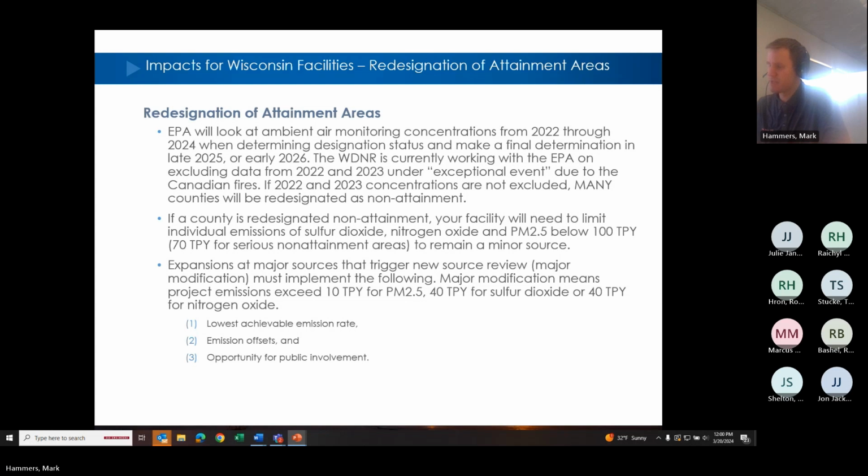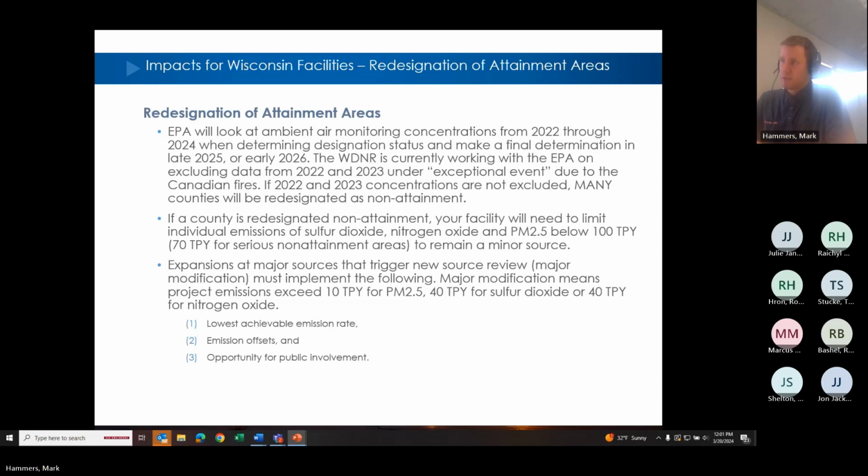And if it's not in attainment, that area, and it's usually along county lines, but sometimes it's not. Sometimes they'll draw it along road lines. The Wisconsin DNR's got a great map out there right now that shows attainment areas. But if it's not in attainment with those standards, it'll be a non-attainment area, and that triggers a whole slew of different requirements.